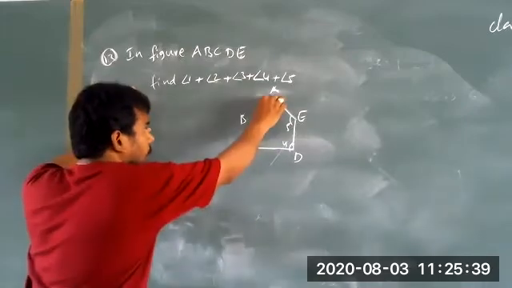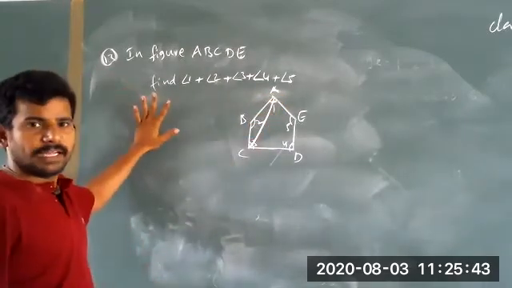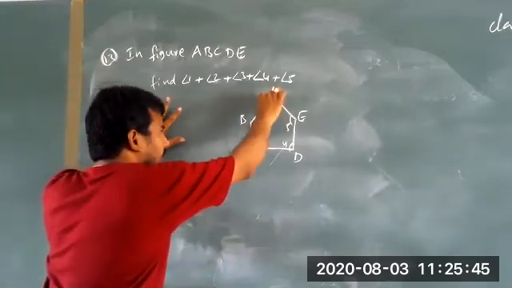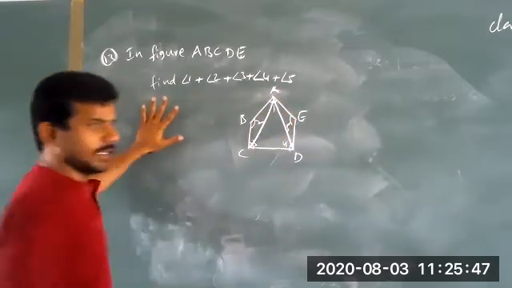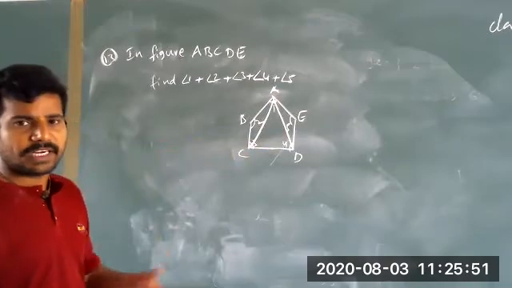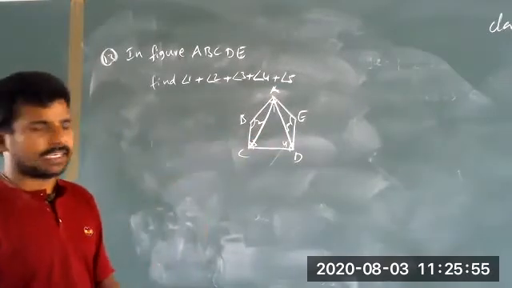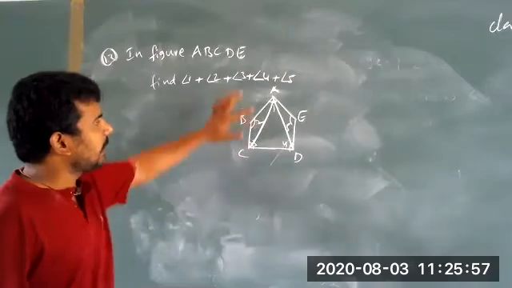So you draw one line like this. You can draw one more line, this one. So here how many triangles are formed? 3 triangles. 1, 2, 3. How many triangles, children? 3 triangles. So what about the triangles?